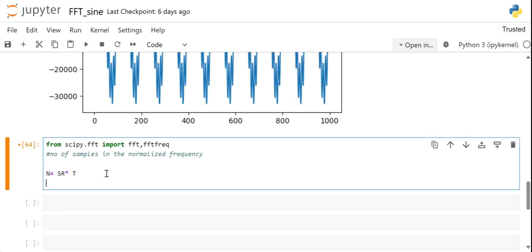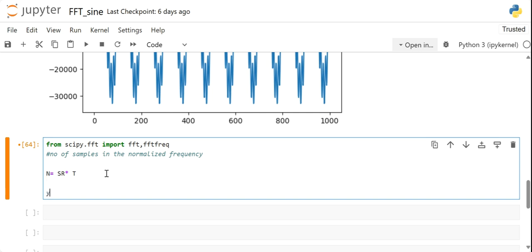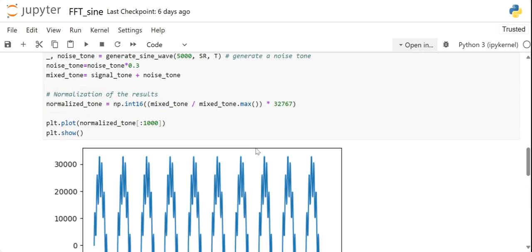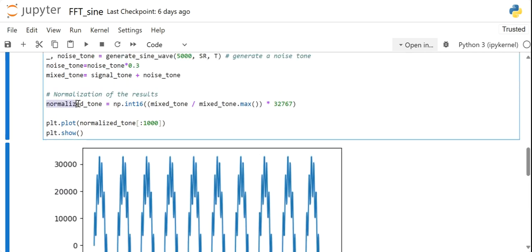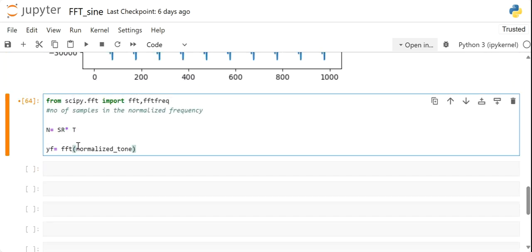Now the next step is writing the code to plot the FFT. So we need yf, the range of the function, equals fft. We are finding the FFT of a given signal. FFT of which signal? The normalized tone, this graph basically. So just copy the normalized tone from here, which we had already got after adding the noise tone along with the pure signal and then doing the normalization over it. Paste it here. So this is about the y-axis.